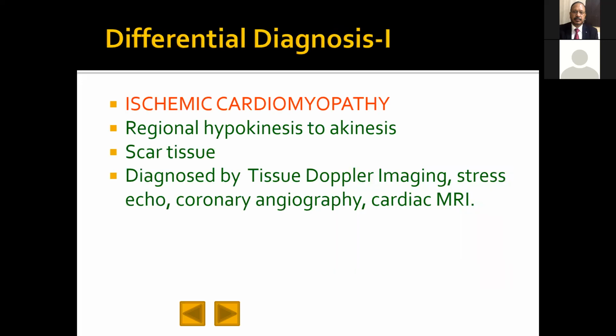The important differential diagnosis is ischemic cardiomyopathy. In ischemic cardiomyopathy, there is regional hypokinesis or akinesis. Scar tissue is important for the diagnosis. It is diagnosed by tissue Doppler imaging and by other methods.